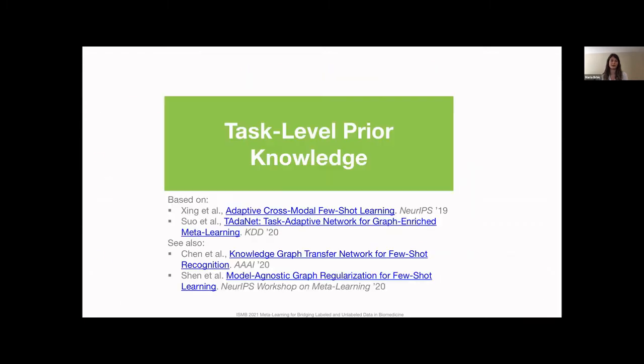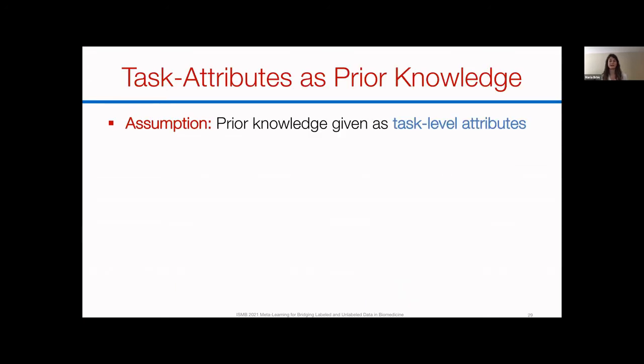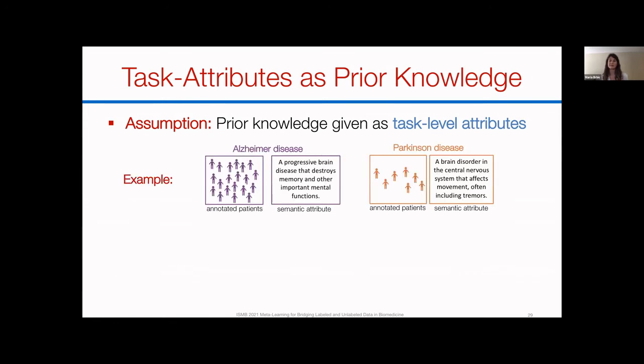Okay, let's see next how we can incorporate prior knowledge on the task level, compared to the feature level, which is what we did earlier. For simplicity, we will again consider methods that are built upon prototypical networks. We will first consider the setting in which prior knowledge is given as task level attributes. Let's use a disease prediction example to explain what we mean by task level attributes. Say we want to predict diseases and we have information about the patients and their association to a particular disease. Additionally, we have task level attributes, which take the form, for example, of a semantic attribute, meaning a textual description of a particular disease.